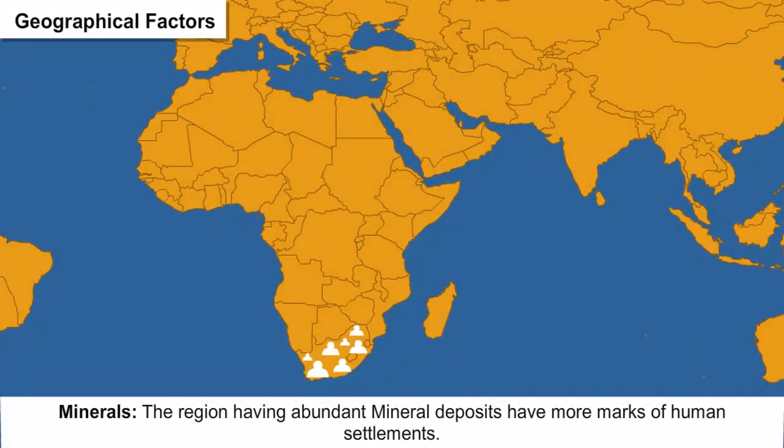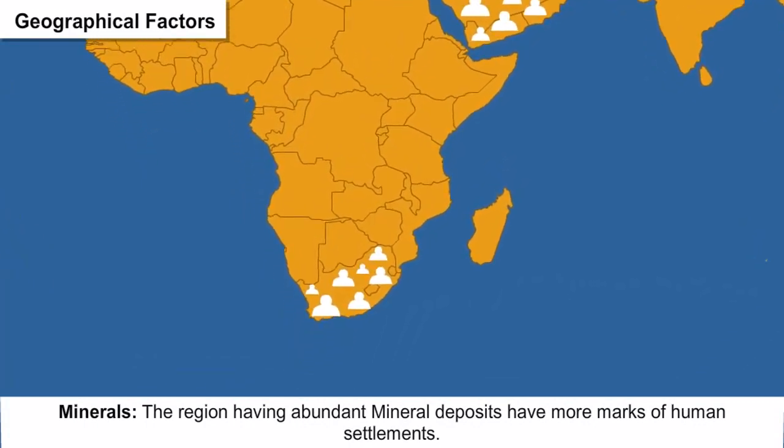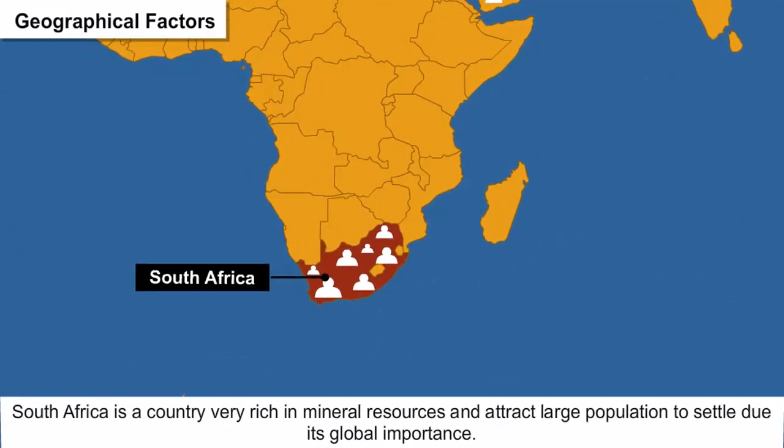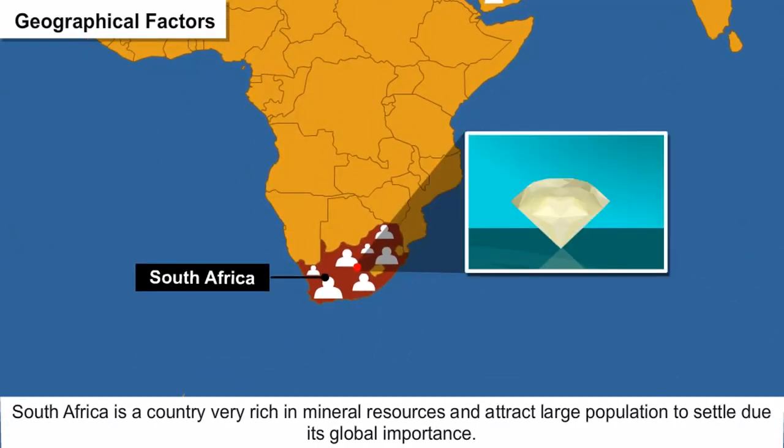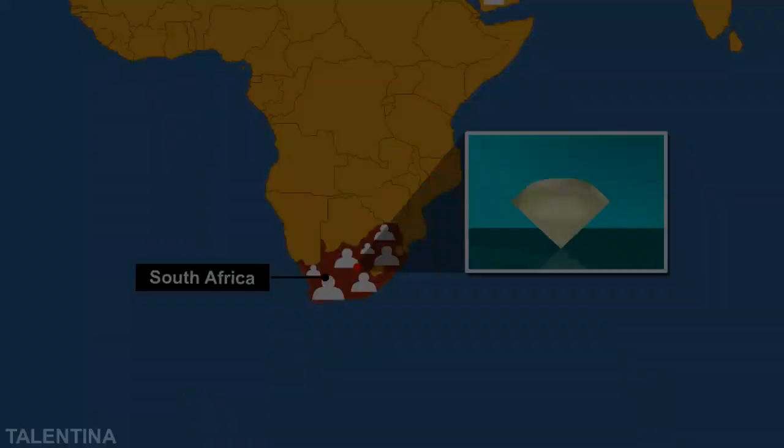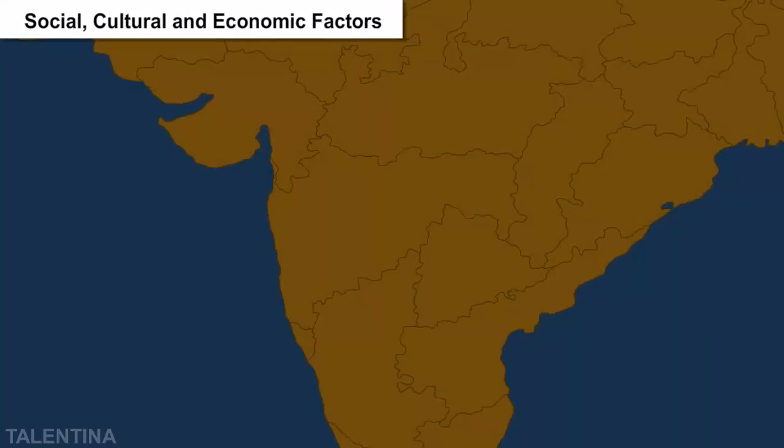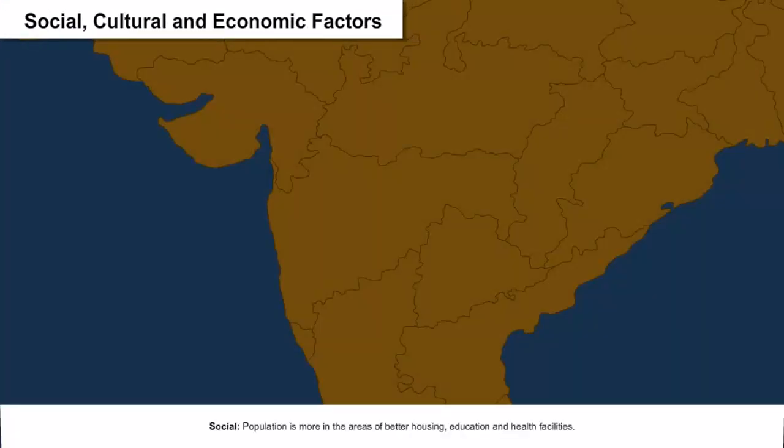Minerals. The regions having abundant mineral deposits have more marks of human settlement. For example, South Africa is a country very rich in mineral resources and attracts a large population to settle due to its global importance. Social, cultural and economic factors.